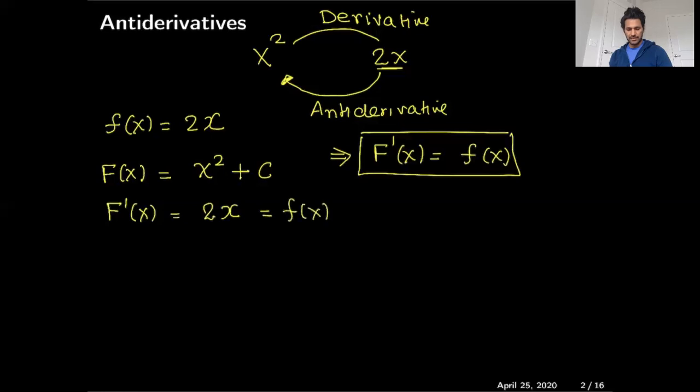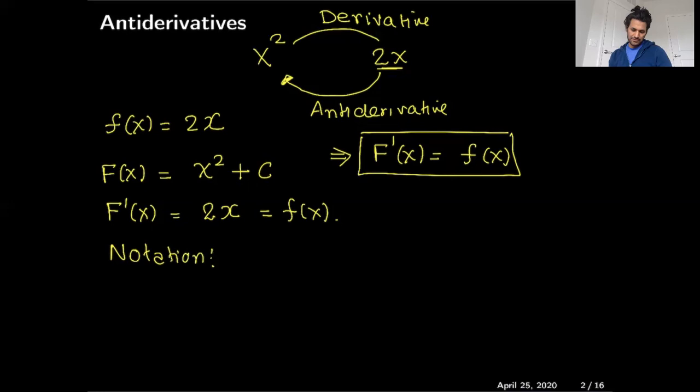So the antiderivative is the reverse process of the derivative. Once you compute the derivative function and you want to see what your original function is, you have to find the reverse process. That is called the antiderivative process. So let me fix some notation.